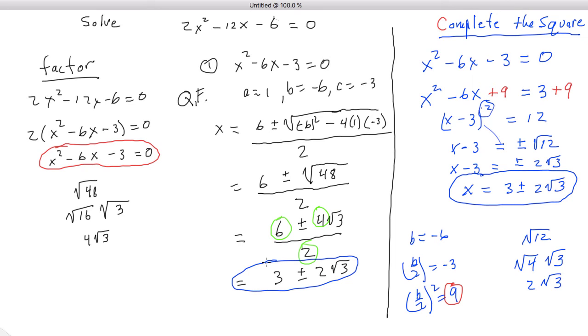If you need to find the vertex of a parabola, you use completing the square, which we did on the other page, to put it into vertex form, or you can use the negative b over 2a. If it says solve, never use the negative b over 2a formula. Again, that gives you the vertex. All right, so hopefully that clears things up.